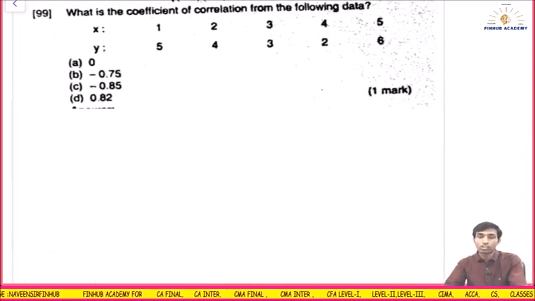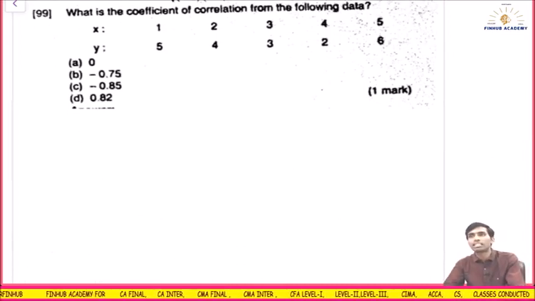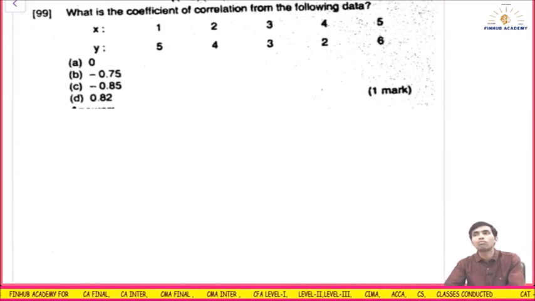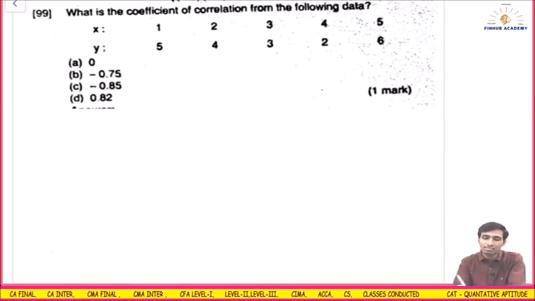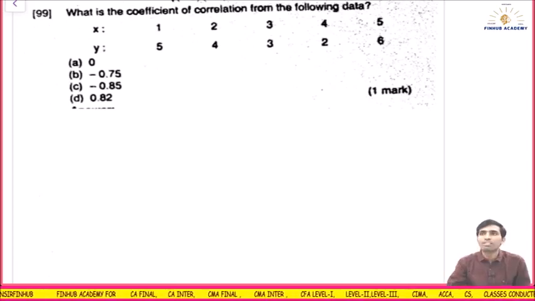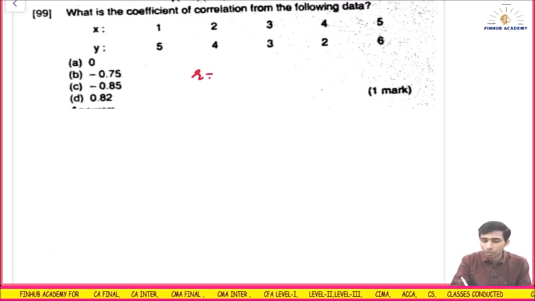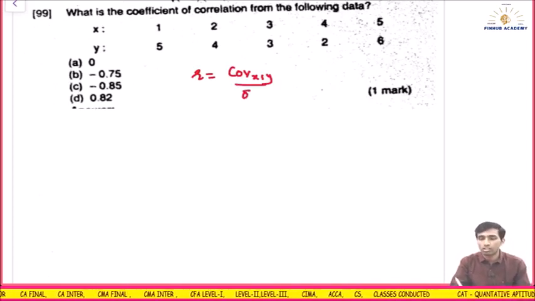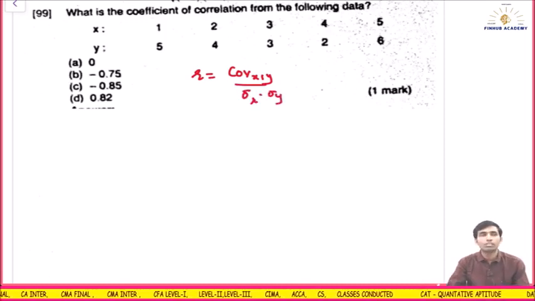What is the coefficient of correlation from the following data? X is given, y is given. So obviously you should know the formula. If you remember, what is the formula for covariance? So how will I solve this? I will write the formula: r is equal to covariance of x comma y upon standard deviation of x into standard deviation of y. This is the easiest formula.